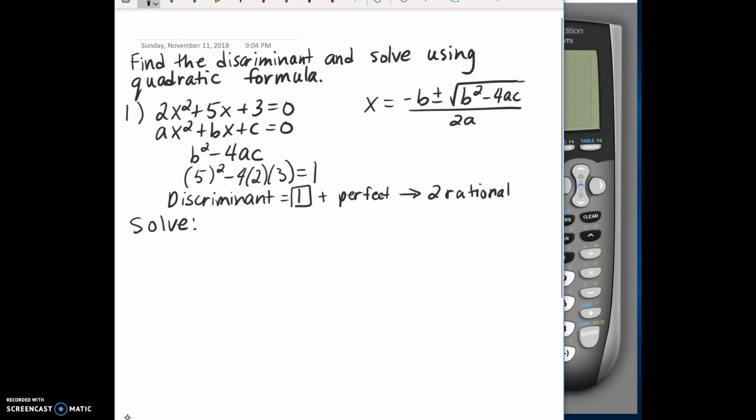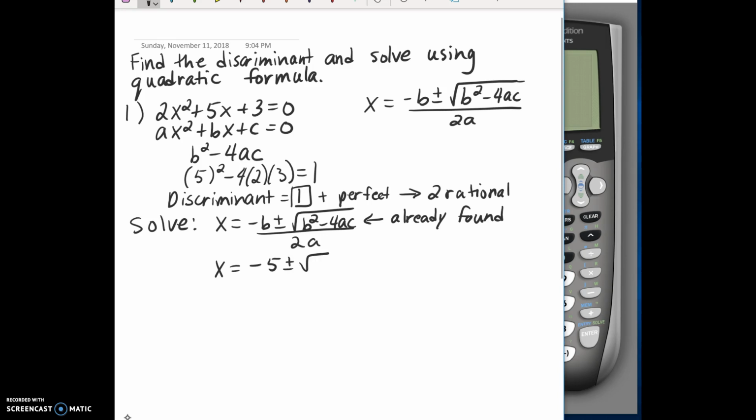So when we solve and we go to plug it in, we already found the discriminant. If finding the discriminant is part of your work, you don't need to do it all over again and plug it again in here. And honestly, I would recommend doing that simplifying anyway. So we'll do -5 plus or minus the square root of 1, because we already found that inside part, over 2 times 2. We do know what the square root of 1 is, so we're going to break this into 2 fractions. -5 plus 1 over 4, or -5 minus 1 over 4.